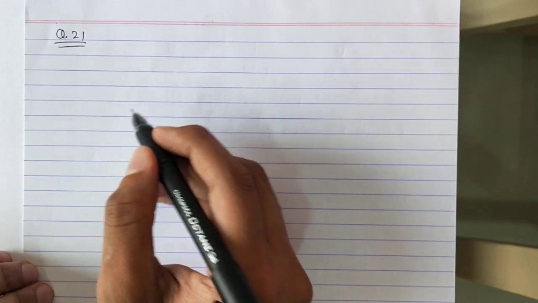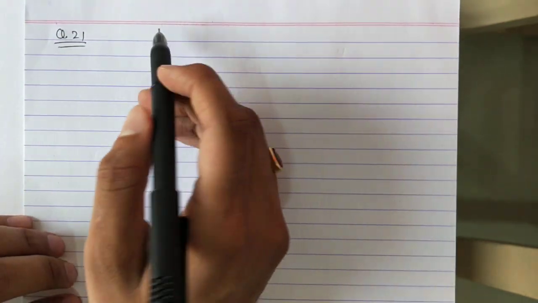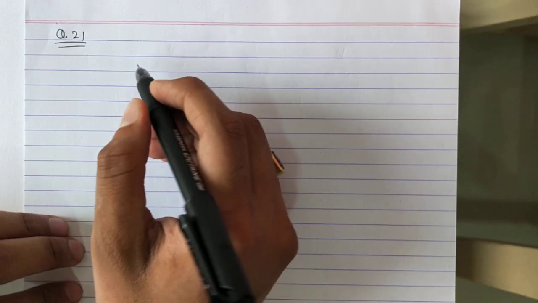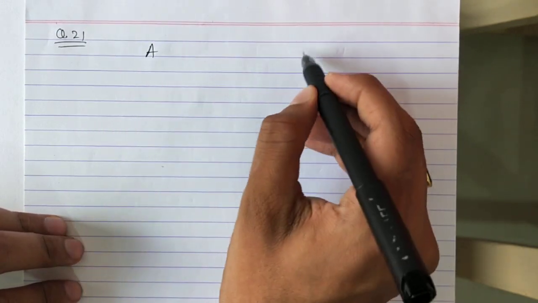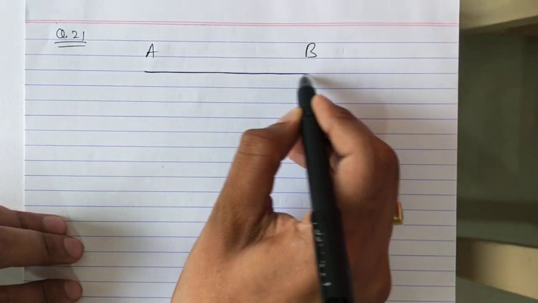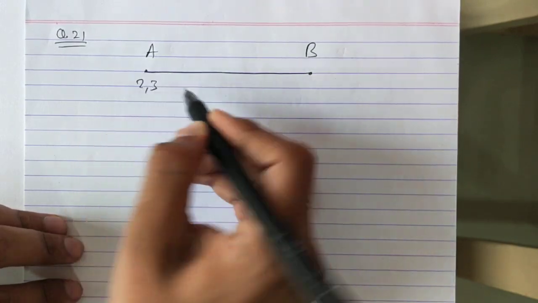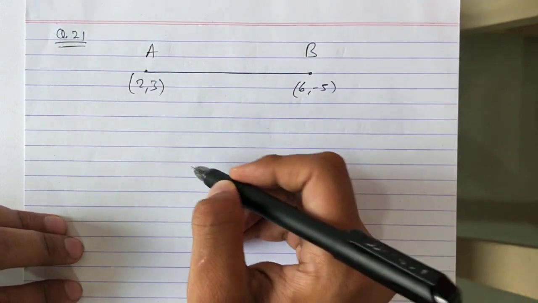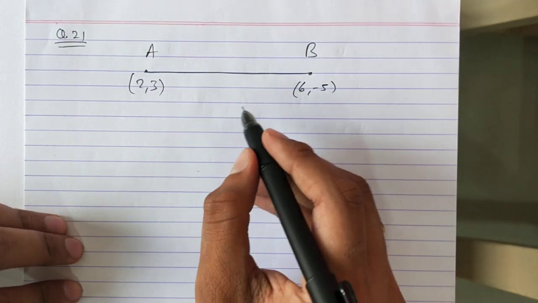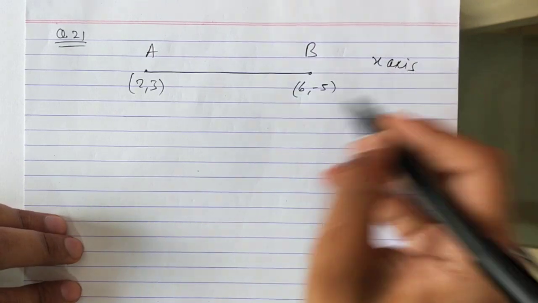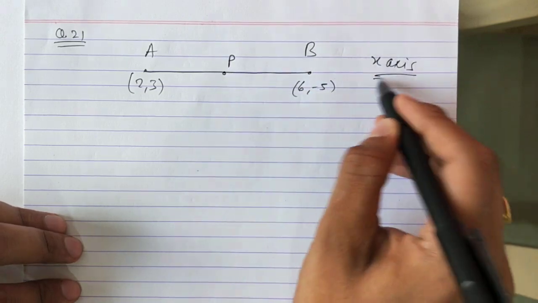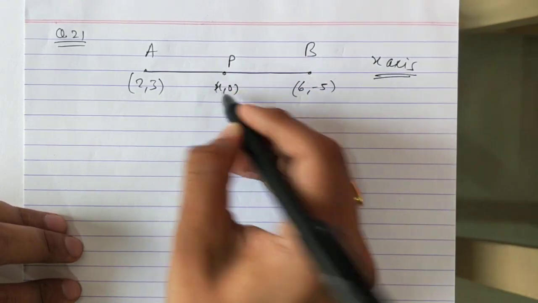I'll discuss the 21st sum. There is no need to solve it because the sum is simple. I just discussed it. A line segment AB, where A is 2, 3 and B is 6, -5, is intercepted by the x-axis. It is intercepted by the x-axis means this point P is on the x-axis. That means this point P is x, 0.